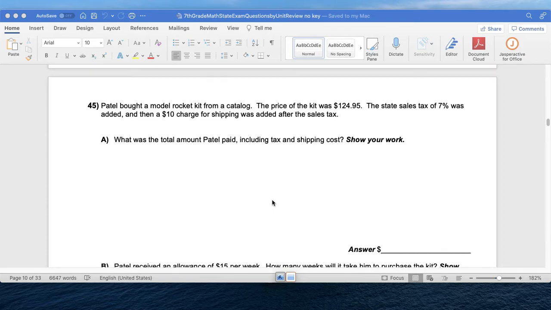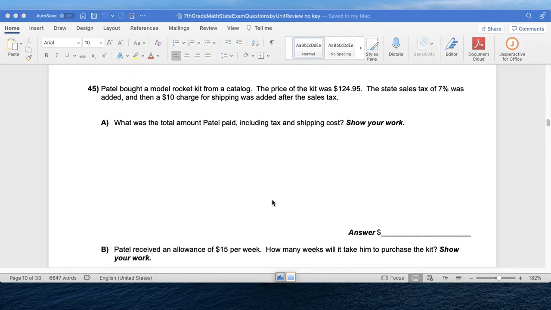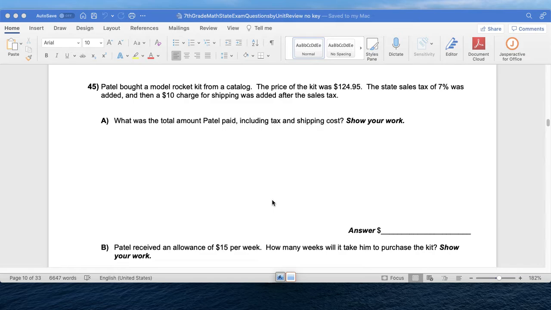45. Patel bought a model rocket. The price of the kit was $124. The sales tax was $7, and then the charge for shipping was added after the sales tax. What was the amount he paid?